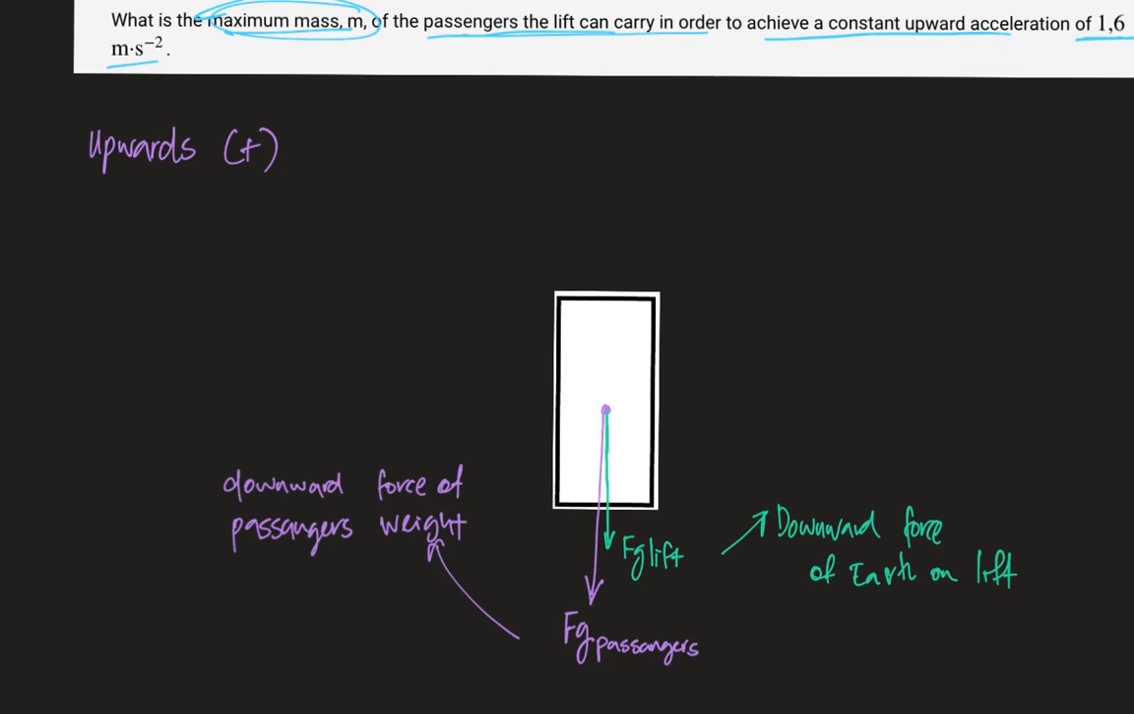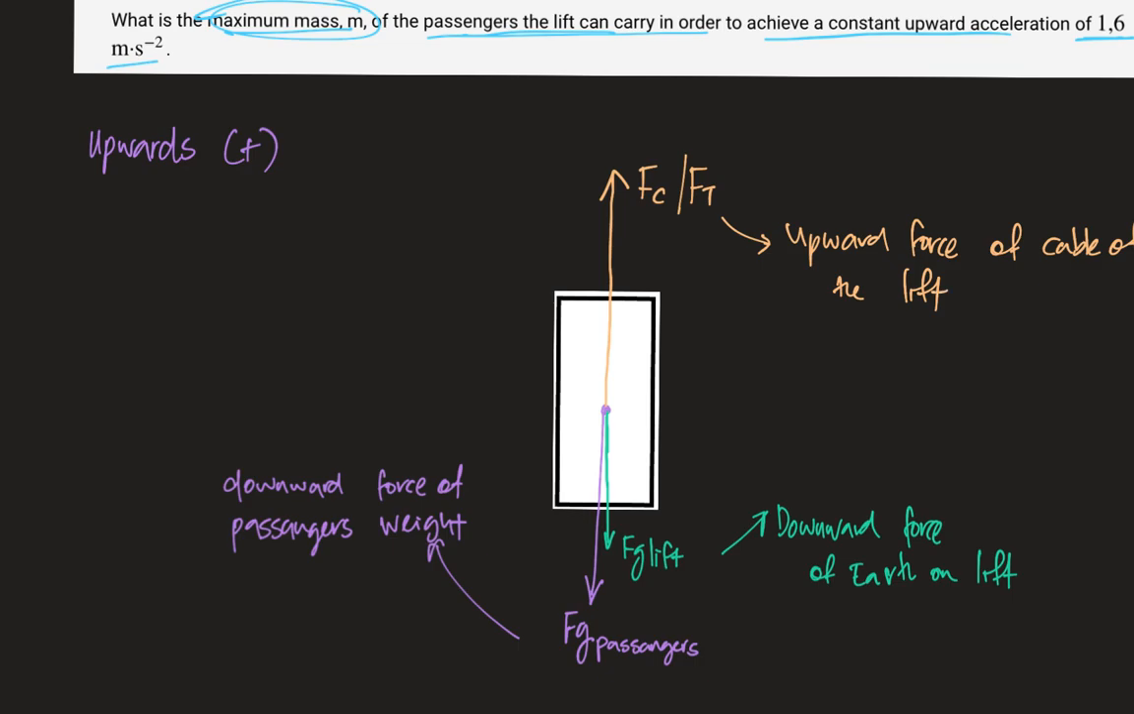Right, that's two. They're kind of in sync with each other. The third force I have is because this lift is being pulled upwards by a rope, so I've got a force of my cable, or I can call it a force of tension. And this here is the upward force of the cable of the lift. And I know that the force of that tension is 7,700 newtons.